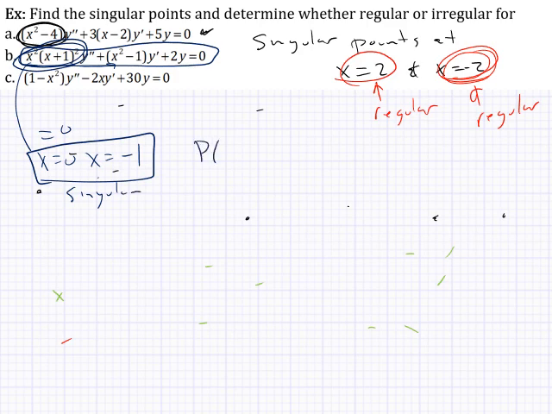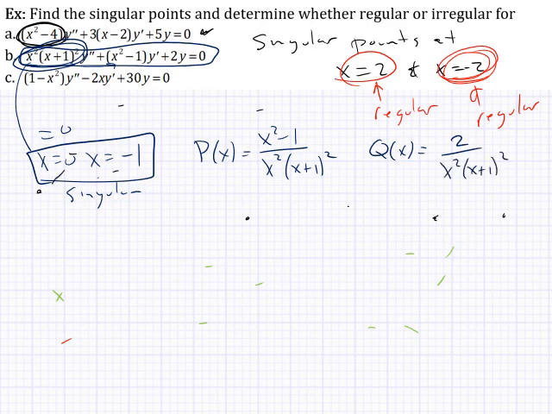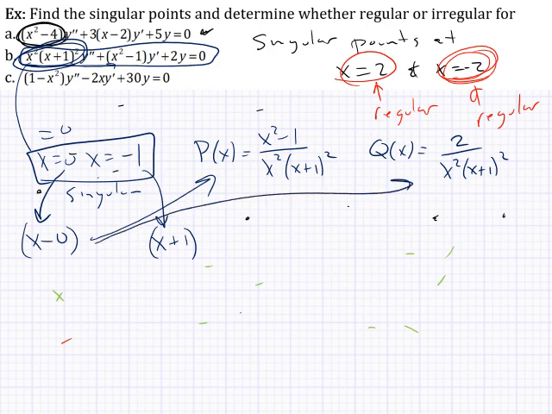Now p of x would be x squared minus 1 over x squared times x plus 1 squared. And q of x would be 2 over x squared times x plus 1 squared. So the factor here would be x minus 0, and the factor here would be x plus 1. So I've got to multiply p of x by x minus 0, or really that would just be x, okay? And multiply q of x by x minus 0 squared.